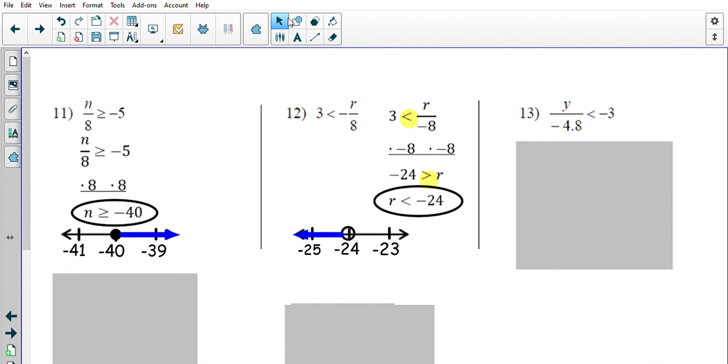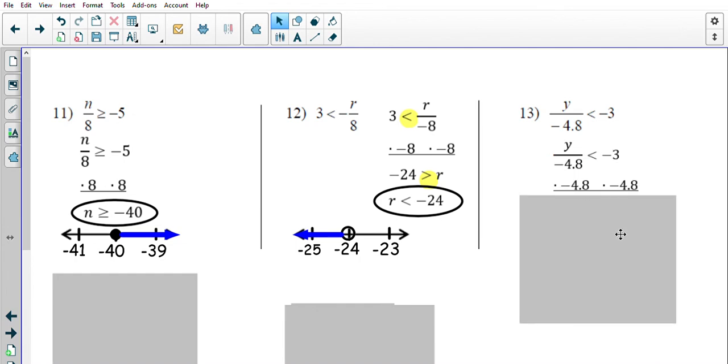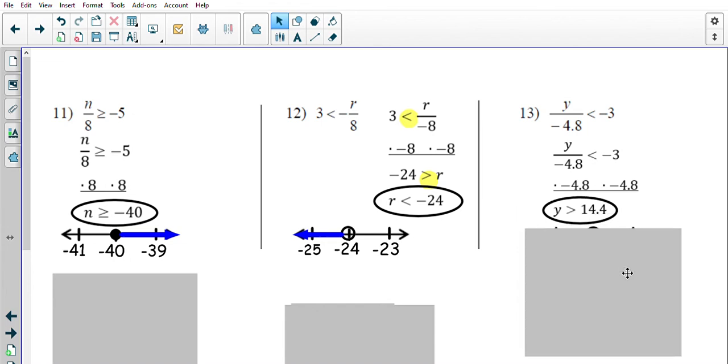All right, we've got a few more. Let's finish up this video. y over -4.8 is less than -3. The inverse of dividing by -4.8 is to multiply by -4.8. But I multiplied by a negative, so I've got to flip that symbol around. We get y is greater than -3 times -4.8 is 14.4.